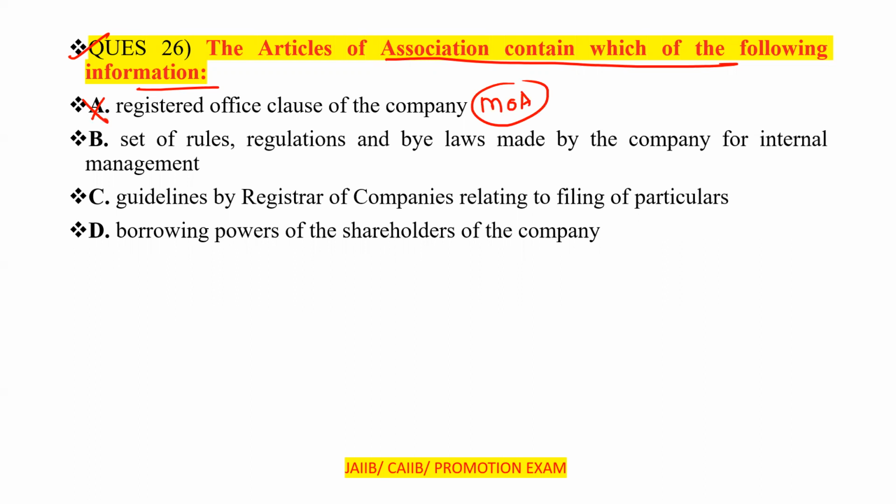Option number B, a set of rules, regulations and bylaws made by the company for internal management. Clear? If there are any rules and regulations to be formulated for the internal management, that is to be mentioned under the articles of association. So option number B will be the correct answer here, the set of rules, regulations and bylaws made by the company for the internal management.